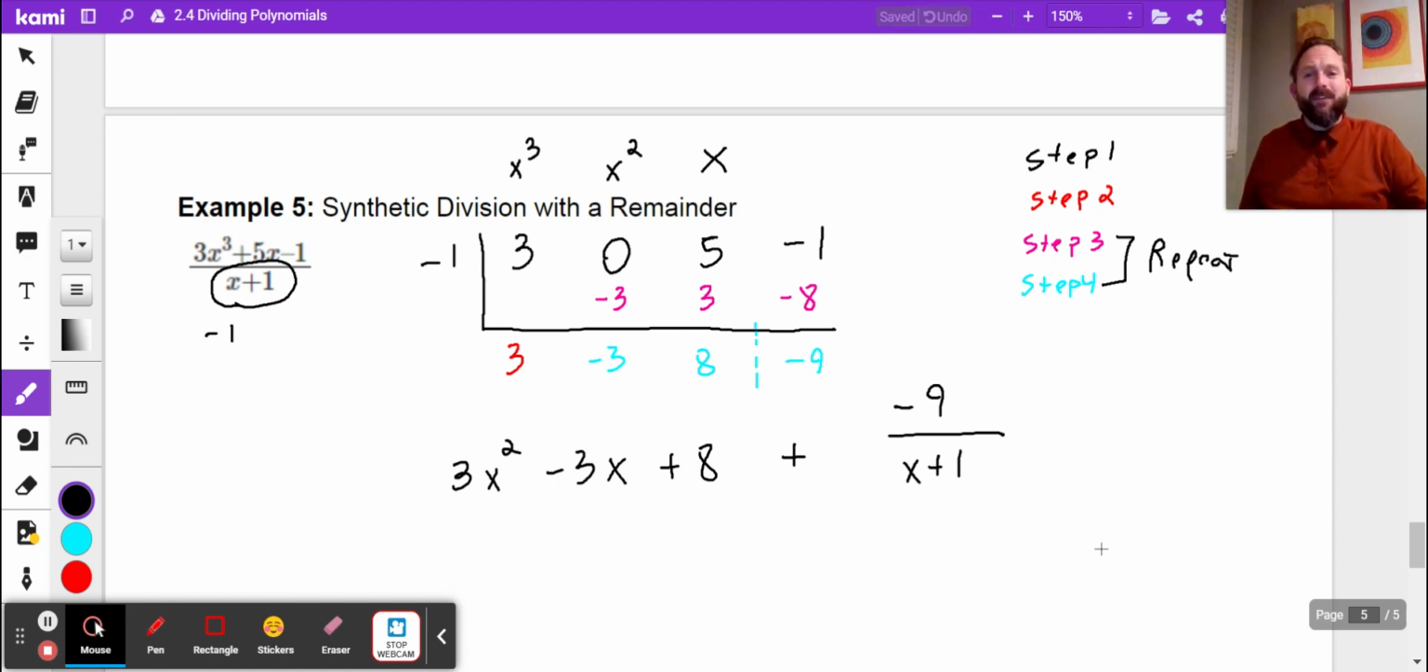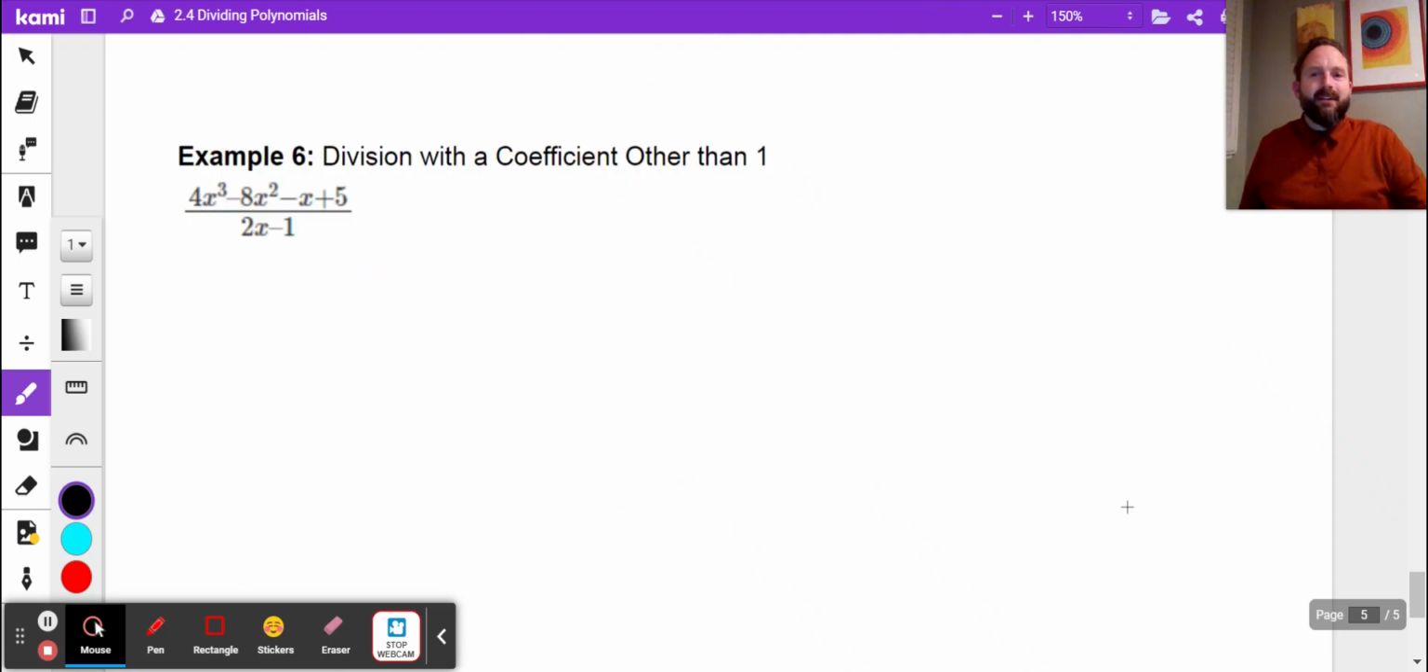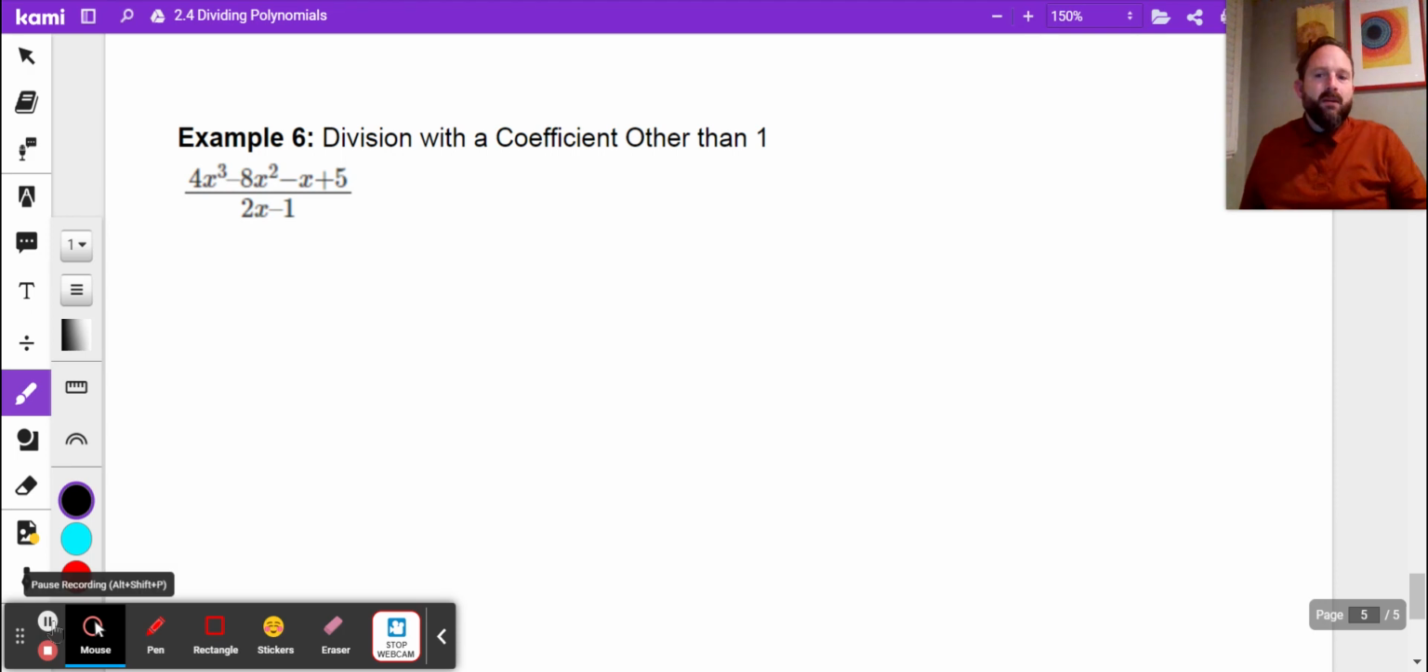All right, guys. One final example before we go on. So we still have to figure out what makes the divisor 0. So I'm going to pretend 2x minus 1 is equal to 0 and solve for x. It's going to be 1/2. Or it should be. Half of 2 is 1. 1 minus 1 is 0. There we go.